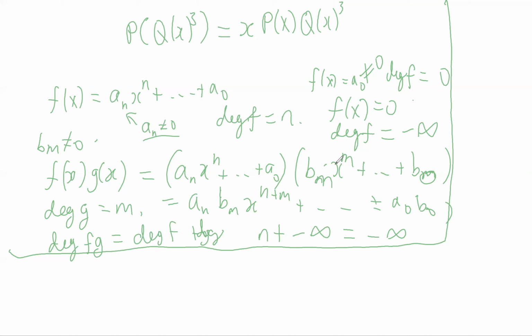So for example, now we know that the degree of q cubed is equal to 3m, if the degree of q is m. The degree of t equals n. So the degree of the right-hand side, we know it's 1 plus n plus 3m.